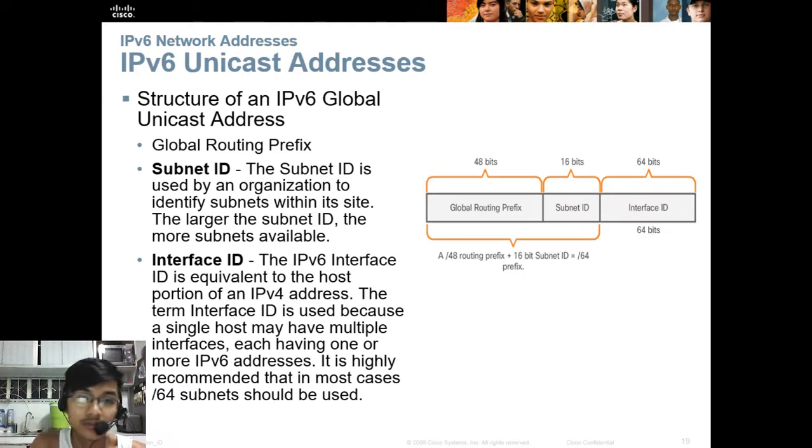Global routing prefix, subnet ID. The subnet ID is used by an organization to identify subnets within its site. The larger the subnet ID, the more subnets available. The IPv6 interface ID is equivalent to the host portion of an IPv4 address. The term interface ID is used because a single host may have multiple interfaces, each having one or more IPv6 addresses. It is highly recommended.